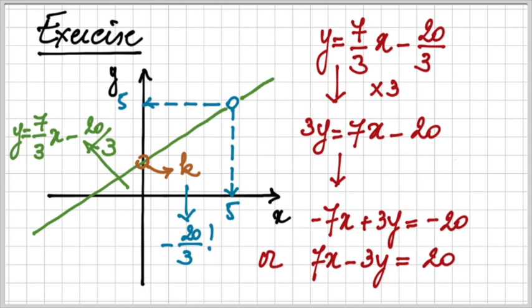So that's it for this video. It was a little bit faster to find the equation because we already have the slope. We don't have to calculate the slope. And then we just have to do the remaining part of the calculation where we have to find the y-intercept. That was it for this video.